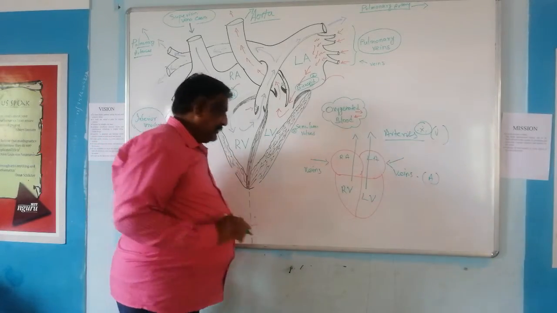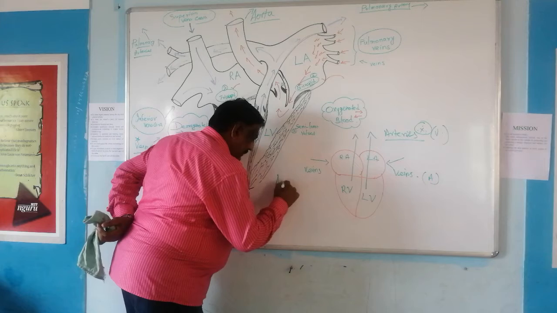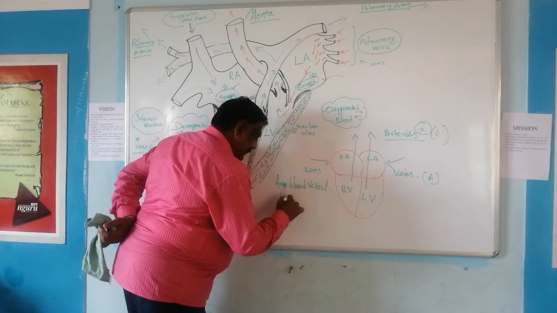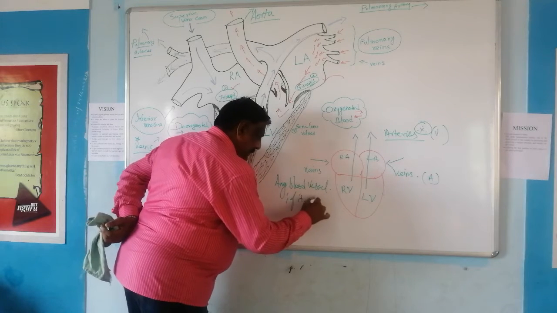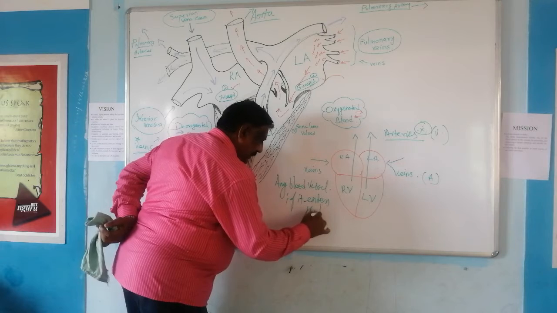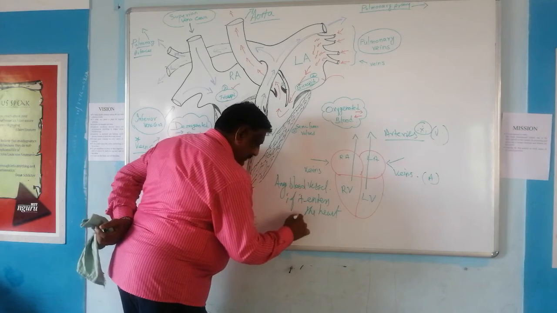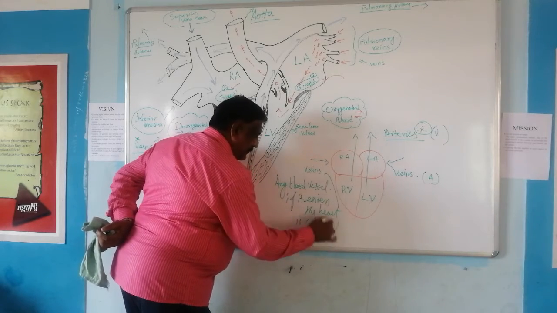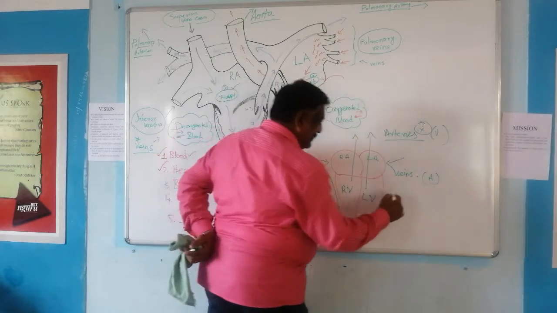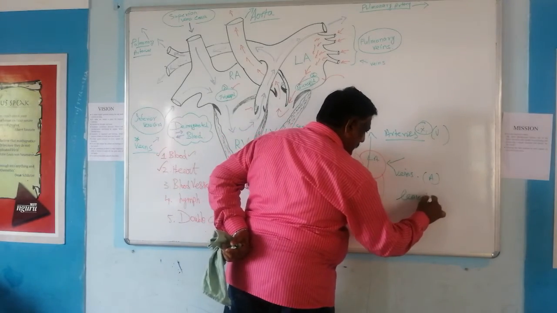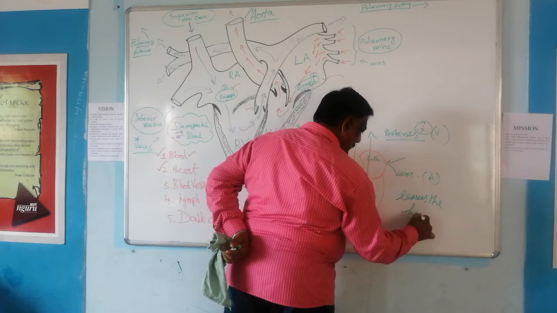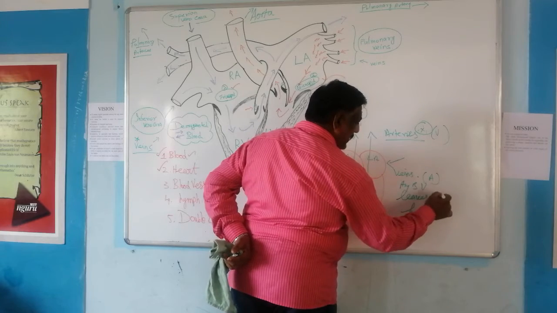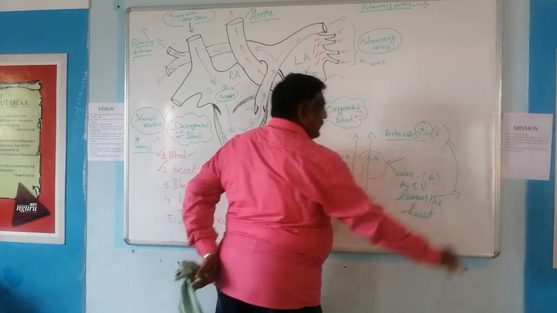Okay, any blood vessel, how will you explain? Any blood vessel that enters the heart is called a vein. Any blood vessel which leaves the heart, any blood vessel that leaves the heart, is an artery.